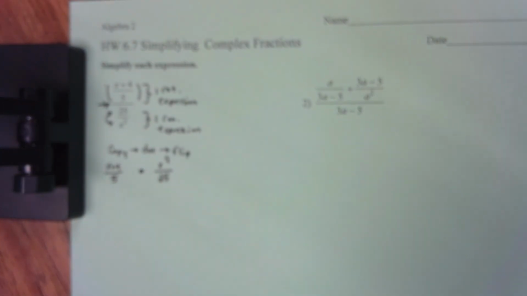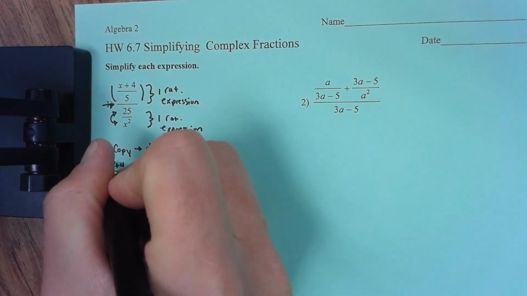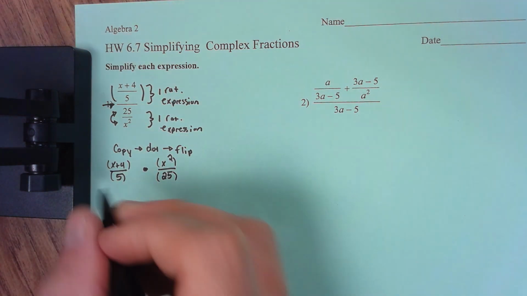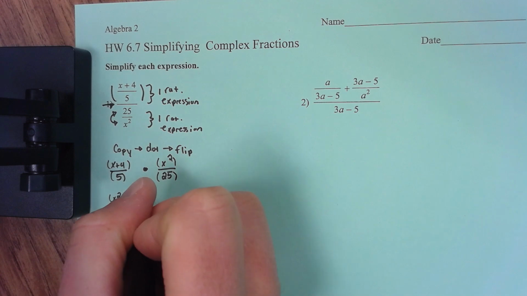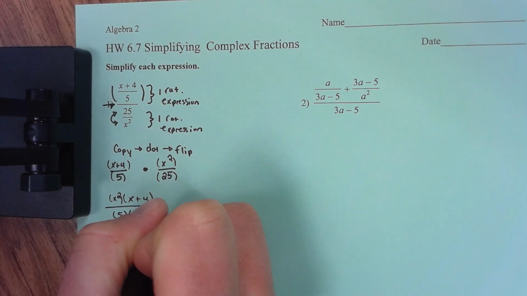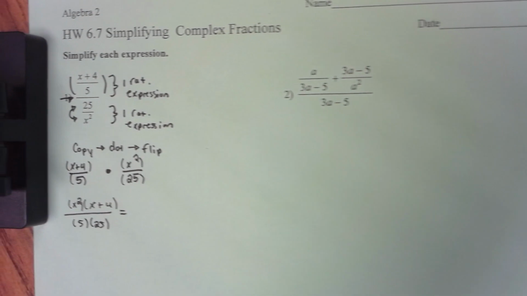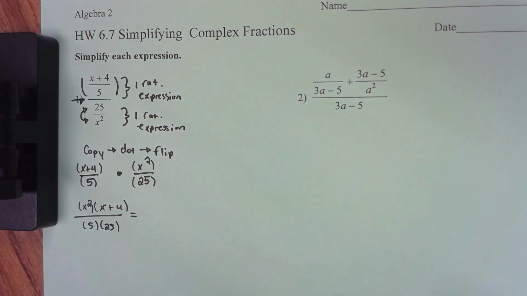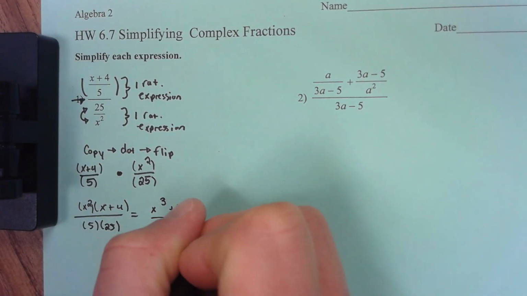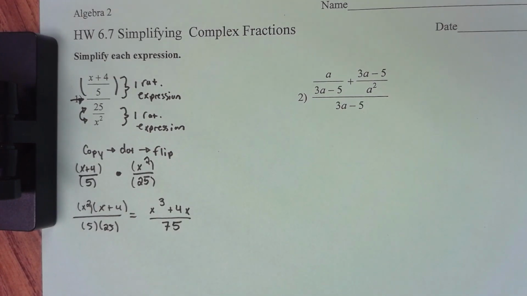Here we've got some multiplying. I don't think we're going to get anything to divide out here because I have x plus 4 times x squared, divided by 5 times 25. So that's x squared times x plus 4 divided by 5 times 25. This actually is considered all the way simplified. But if you took it one step further and multiplied, we'd get x cubed plus 4x squared over 75. And then there are still domain restrictions.